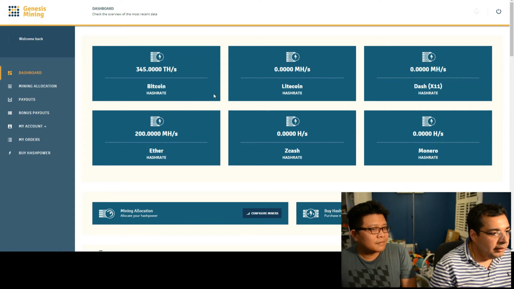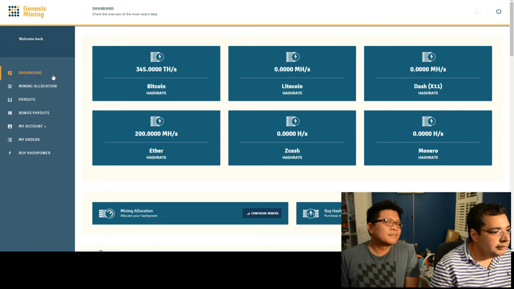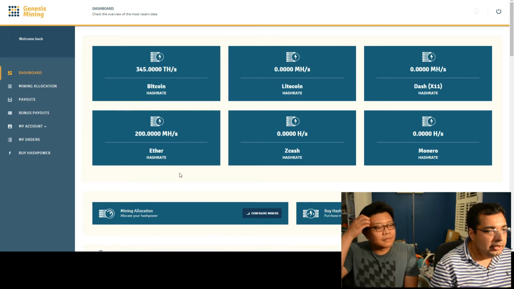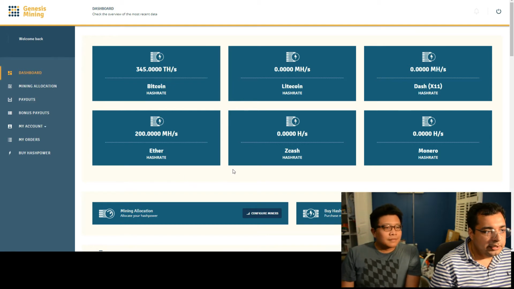So let's see, how do we operate Genesis? We'll go through each tab. There's the desktop view, which gives you how many Bitcoin you have hashing and how many Ethereum you're hashing. They also have several other coins: Litecoin, Zcash, Monero, and Dash.